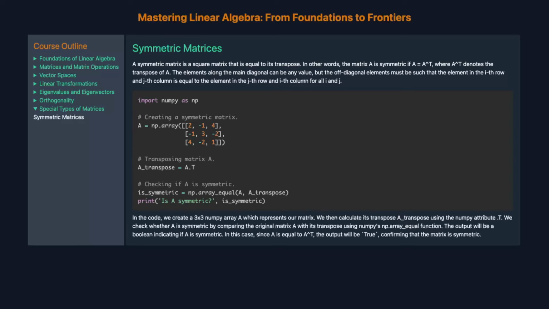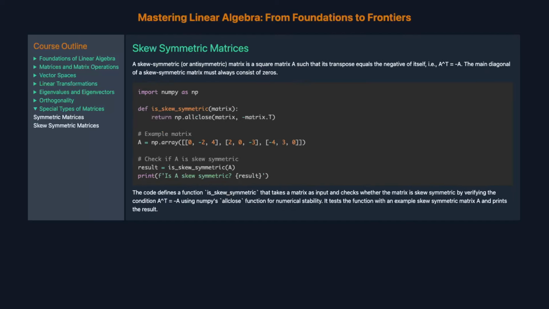In this case, since A is equal to A^T, the output will be true, confirming that the matrix is symmetric. Skew-symmetric matrices. A skew-symmetric or antisymmetric matrix is a square matrix A such that its transpose equals the negative of itself, i.e. A^T equals minus A. The main diagonal of a skew-symmetric matrix must always consist of zeros.